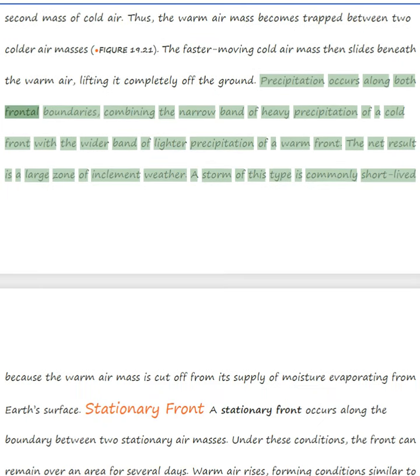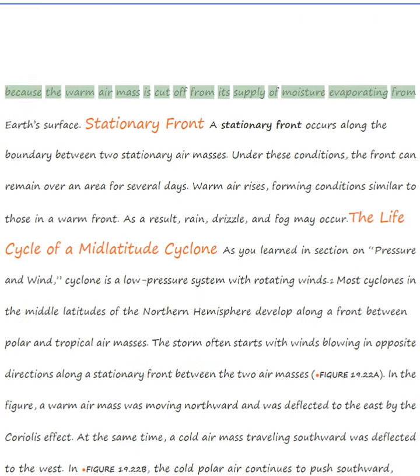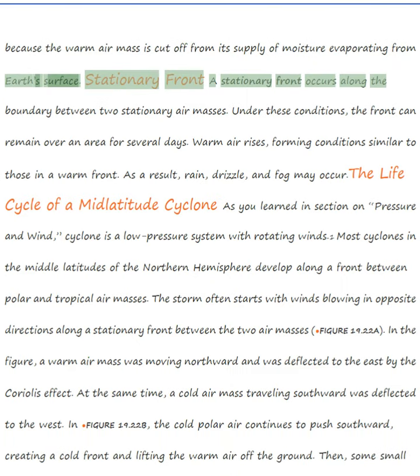Precipitation occurs along both frontal boundaries, combining the narrow band of heavy precipitation of a cold front with the wider band of lighter precipitation of a warm front. The net result is a large zone of inclement weather. A storm of this type is commonly short-lived, because the warm air mass is cut off from its supply of moisture evaporating from Earth's surface.